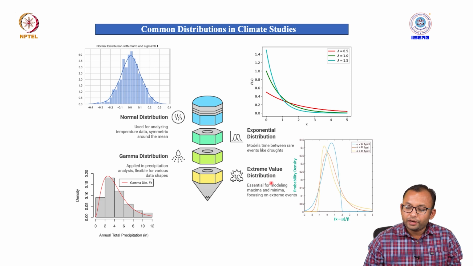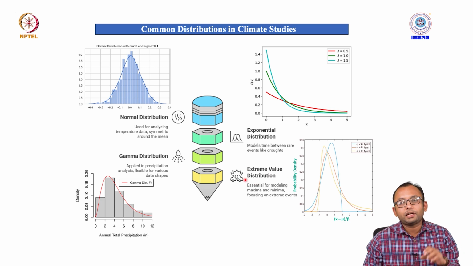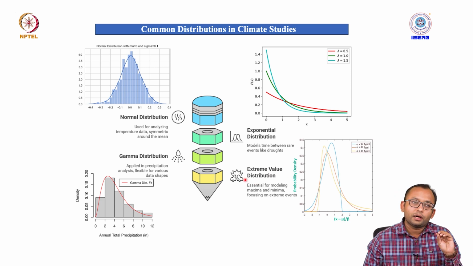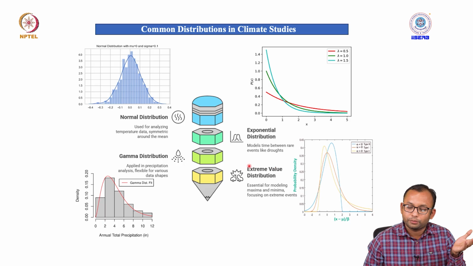Then we have the extreme value distribution, which is generally used for extreme values. For example, what is the maximum value of temperature in one year? If you calculate that, or if you make a time series, then you can use the extreme value distribution to understand the frequencies of maximum values of different magnitude in a certain region.